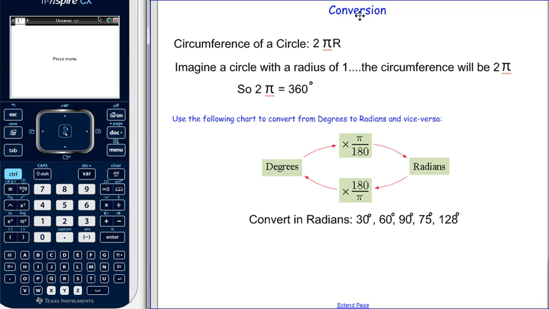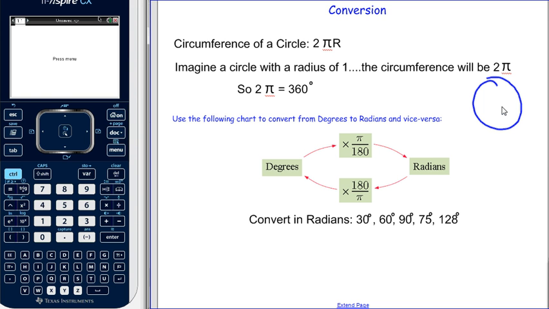Okay, so just a review of converting between degrees and radians, because we'll need to be able to do this for arc length and sector area. Remember, the circumference of a circle is 2 pi radians. So circumference of a circle means the entire way around a circle, the entire length of the outside of the circle, the perimeter of the circle, is 2 pi.